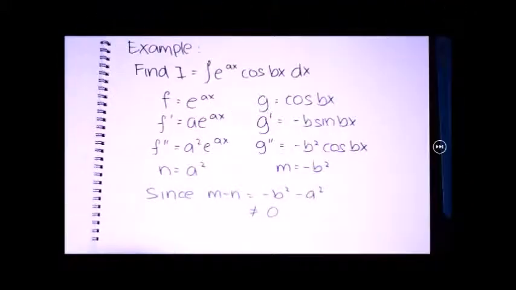So using an example, find integration of e to the power of ax times cosine bx. You let f equal e to the power of ax and g equal cosine bx. And you differentiate both of them twice. And when comparing f double prime and f, you will get n equals a squared. And comparing g double prime and g, you will get m equals negative b squared. And since m minus n equals negative b squared minus a squared, which is not equal to 0, it follows the condition of method 3.